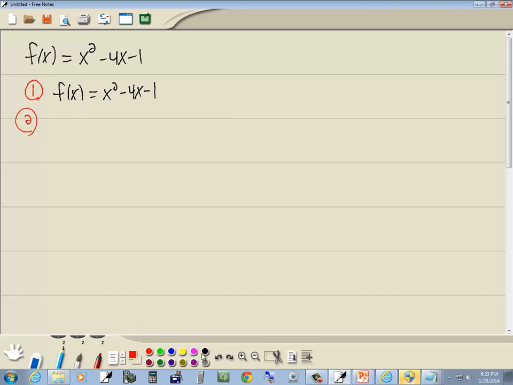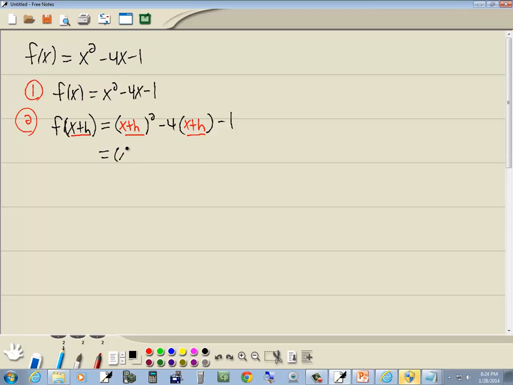Step 2. Find f of x plus h. Now this is evaluating the function. So we're going to go back to our original function, and wherever there's an x, we'll put in a set of parentheses. So we got parentheses squared minus 4 times parentheses minus 1. Now whatever's inside the parentheses right here is automatically what we're going to put in right here and right here. So this will be x plus h, and this will be x plus h.